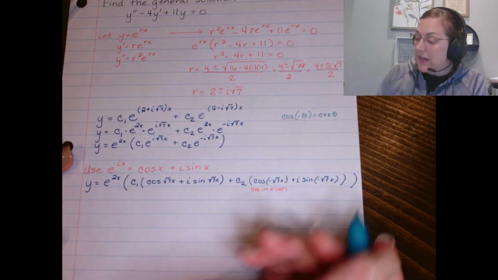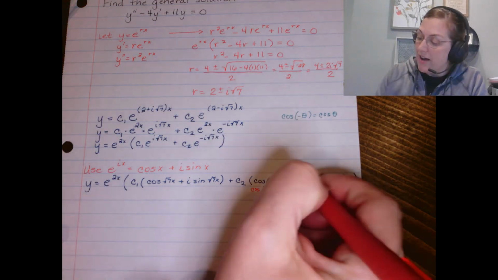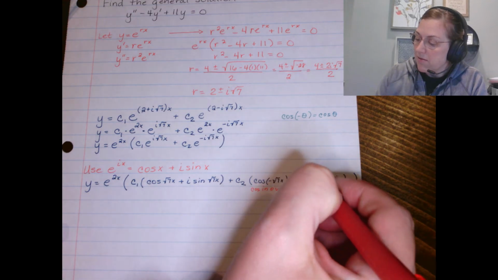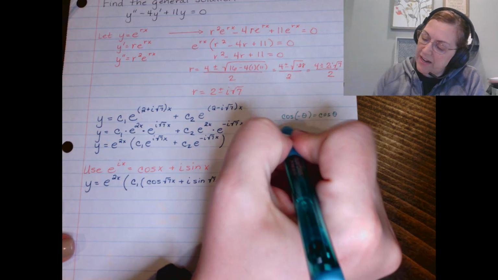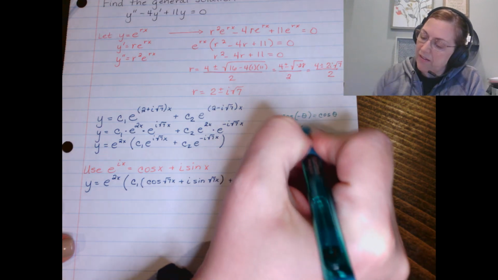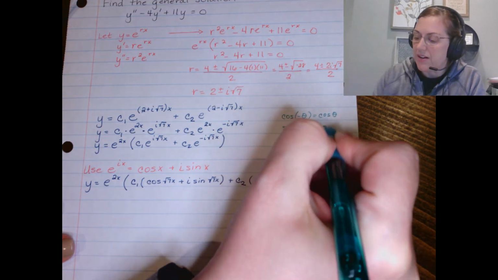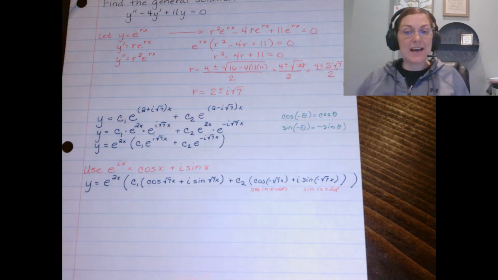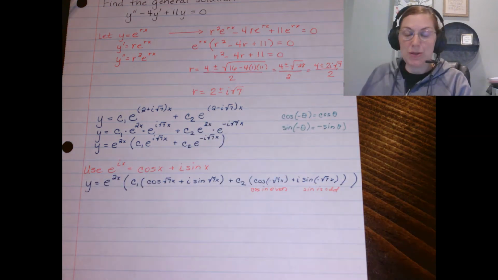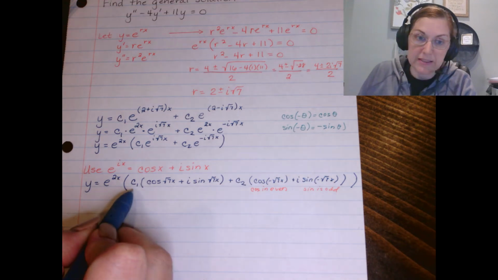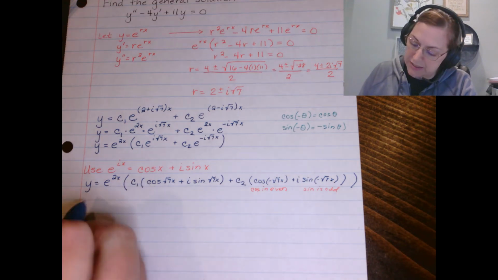Okay, now sine, on the other hand, is odd, and that means that sine of negative theta equals negative sine of theta. So we're going to make that adjustment in our next step. I'm also going to distribute their constants, their coefficients in this case.